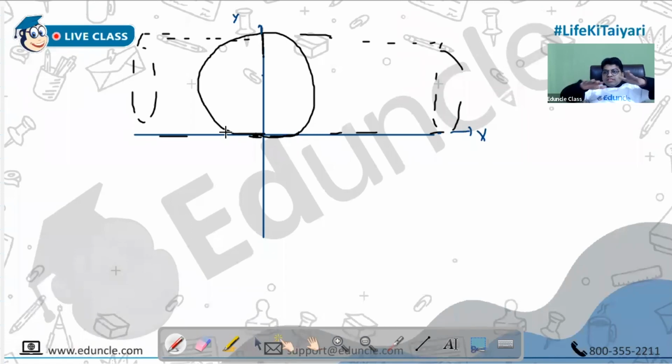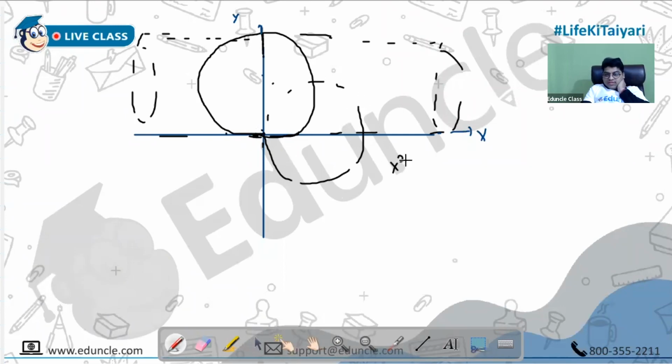See, you have the xy plane. If the circle is here, let us assume this is some circle, so you can say minus pi by 2 to plus pi by 2. Yes or no? See, I am giving you 3 examples. If the circle is here, minus pi by 2 to plus pi by 2.